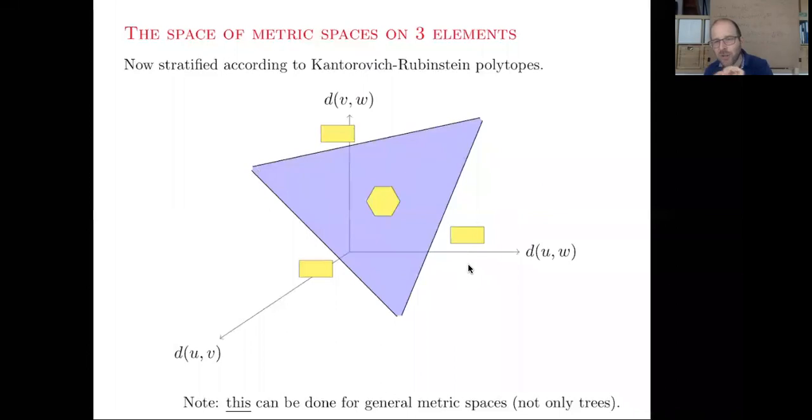I want to show the last slide on, I told you these polytopes are difficult. Actually, I would say we do almost nothing. Let me tell you everything that is known as of today about these polytopes.